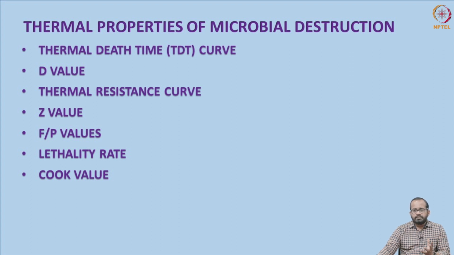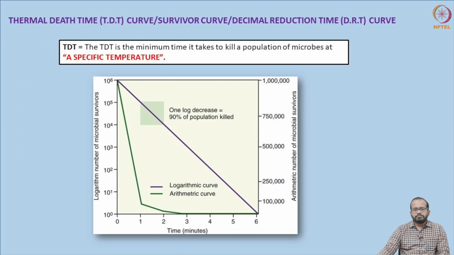And these are the different kinds of properties that we are going to derive from these various thermal reduction or thermal resistance curves. So the initial property that we need to understand is the thermal death time curve. That is the initial thermal reduction curve that we are going to draw.